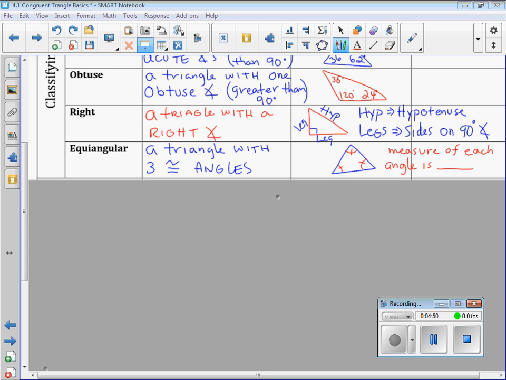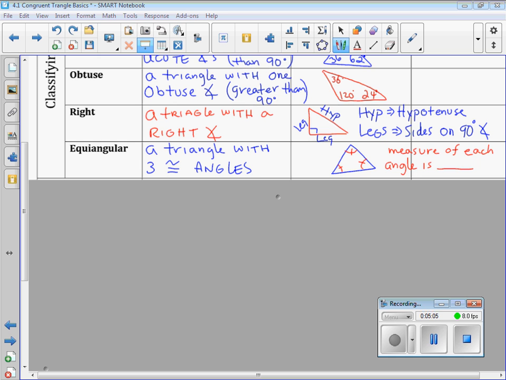So if we know the sum of all those angles equals 180, at the very least we remember that from our n minus 2 times 180, and we just stick 3 in for the n. We see 3 minus 2 is 1. 1 times 180 is 180 degrees.